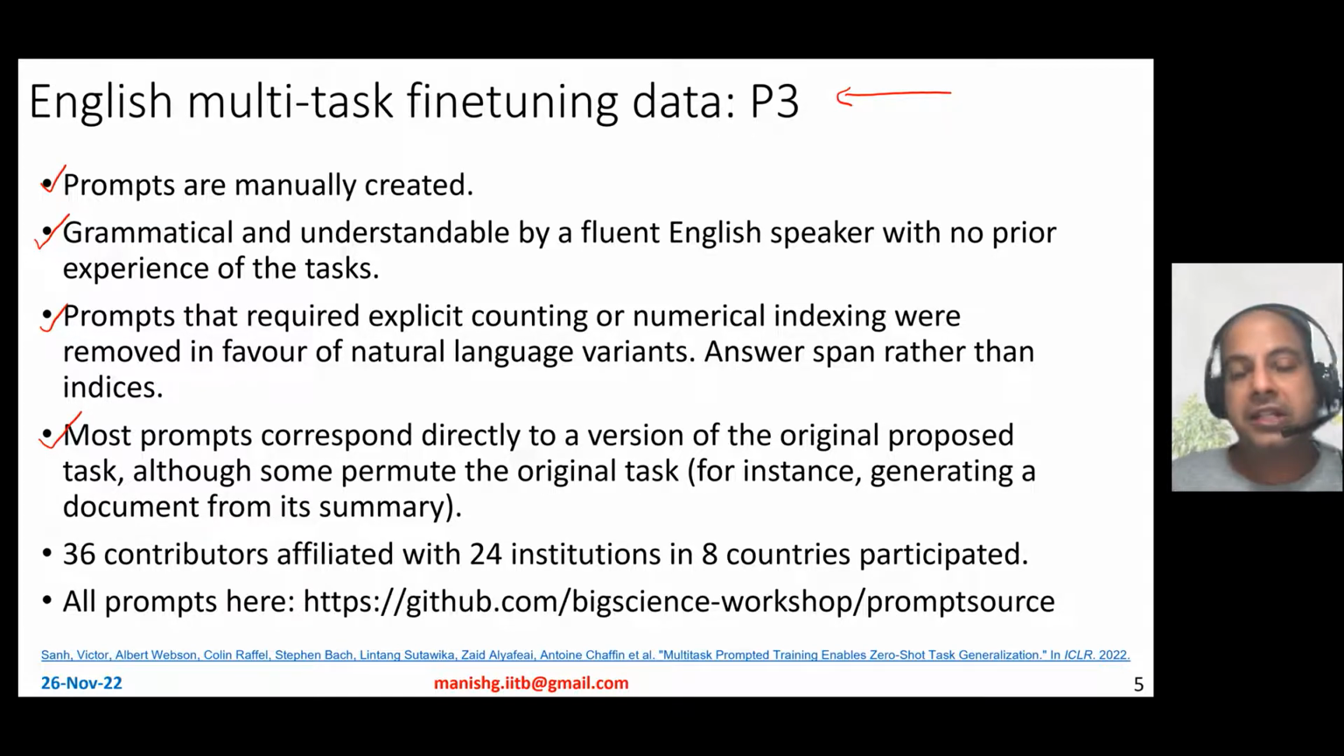Similarly, you could take a question answering task and come up with a prompted version which asks to generate the question rather than coming up with the answer, right? These prompts were generated by 36 contributors across 24 institutions in 8 countries. So it's a pretty rigorously made data set. The data set is publicly available for anyone to use.